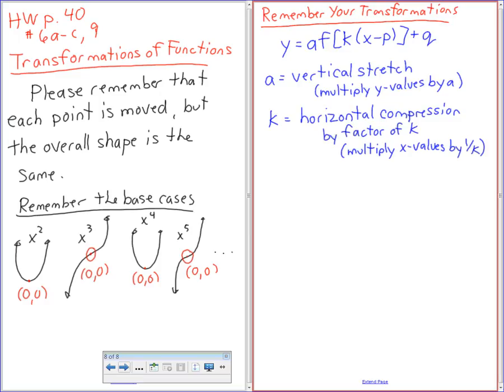Is the k the absolute value of k? Like, if it's a negative, does it do a horizontal flip? Negative would be the horizontal flip. Yes, yes.